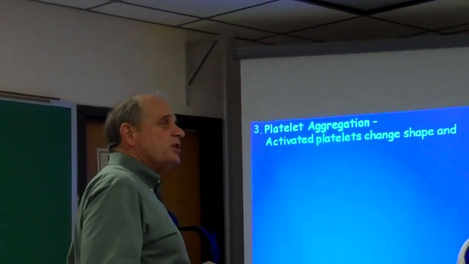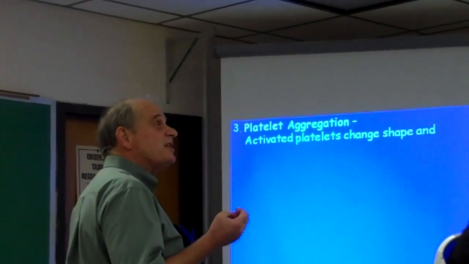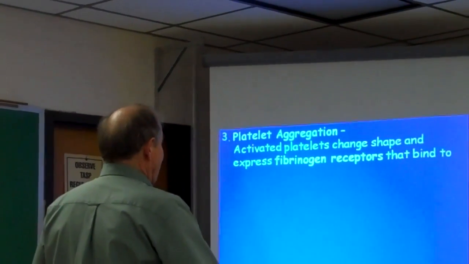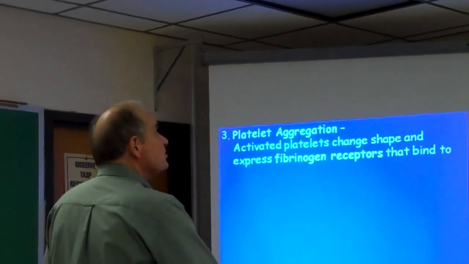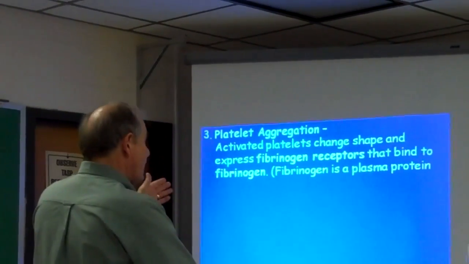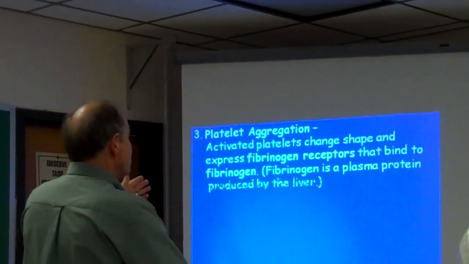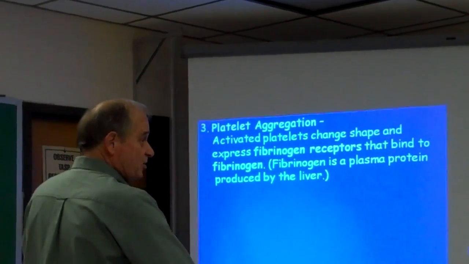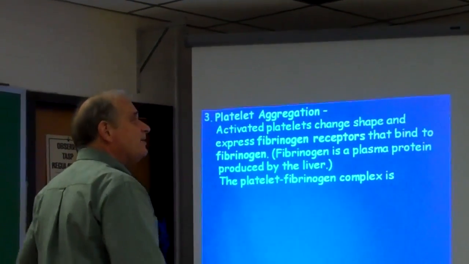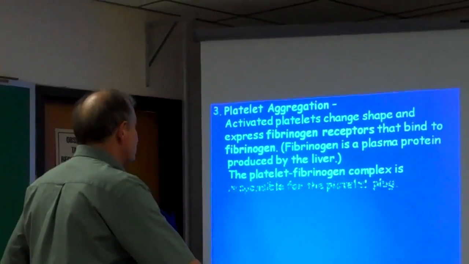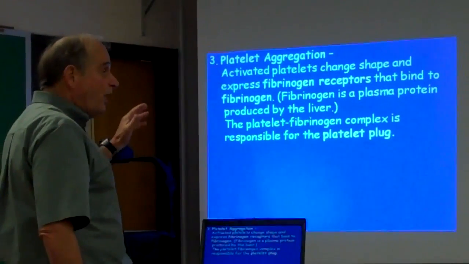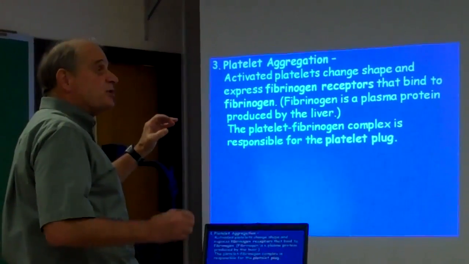But activated platelets, they're going to change shape, they're going to expose fibrinogen receptor sites that bind to fibrinogen. And I'll tell you right here, fibrinogen is a plasma protein produced by the liver. Many of these things are produced by the liver. All right. So now let's show. The platelet fibrinogen complex is responsible for the platelet plug.